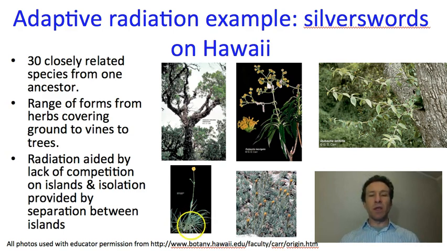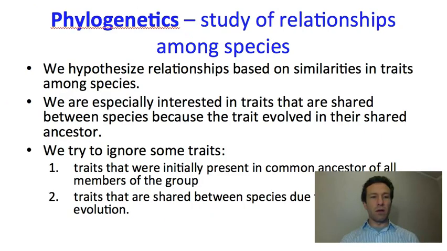So we could say this one does not make wood, and this one does not make wood. If that's the case, then if these two both don't make wood, that's some evidence that they might be more closely related to each other than they are to other silver swords on the island. So we said we ignore traits that were present in the very first common ancestor. That was this point. We also will ignore traits that are shared by species due to convergent evolution.